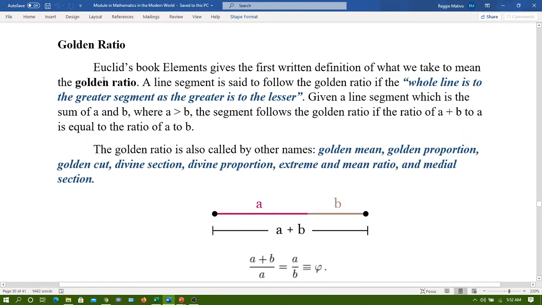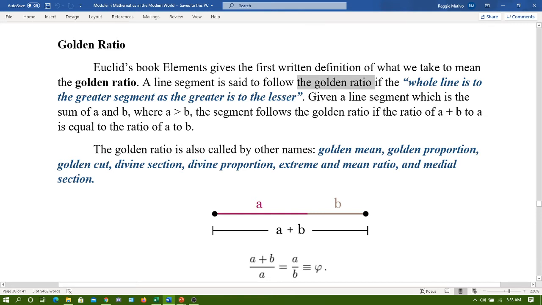So we have also the golden ratio. Euclid's book Elements gives the first written definition of what we take to mean the golden ratio. A line segment is said to follow the golden ratio if the whole line is to the greater segment as the greater is to the lesser. Again, a line segment is said to follow the golden ratio if the whole line is to the greater segment as the greater is to the lesser.